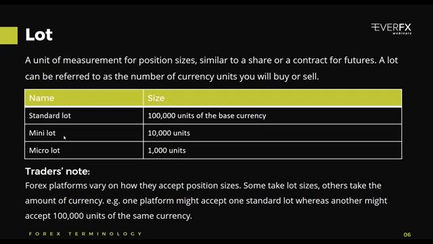Traders should also note Forex platforms vary on how they accept position sizes. For example, some brokers might give you a platform where, in order for you to understand how much volume you're putting in, it's going to be in units. So you will see 1,000 units, for example, or you could see a micro lot. That's a 0.01.